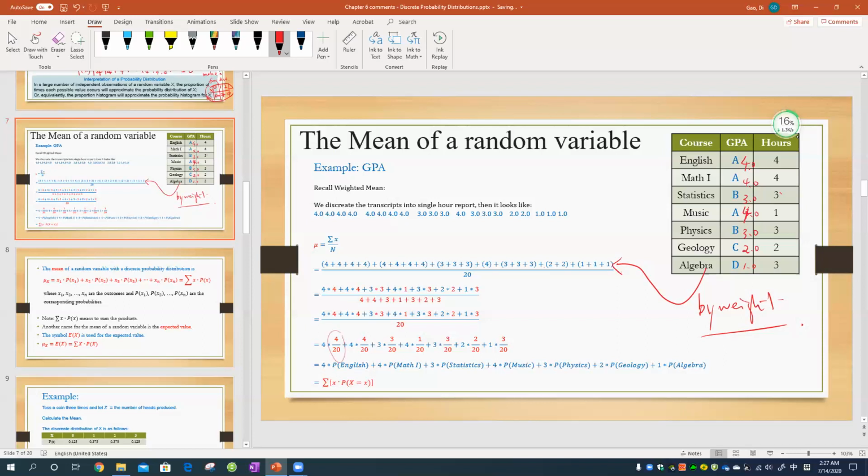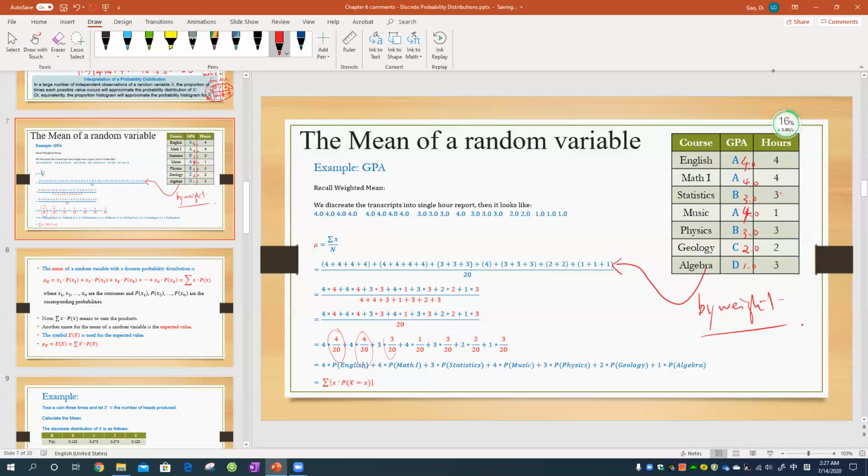So 4 divided by 20, exactly, that is how much weight this English class has in the whole semester. The whole semester you take 20 hours, for example, and English is a 4-hour class. Then 4 divided by 20 is the weight for English. So basically your GPA times the weight. So we can rewrite in this format.